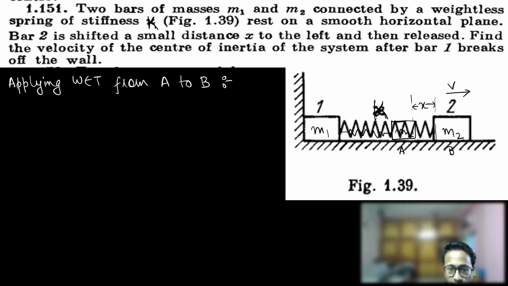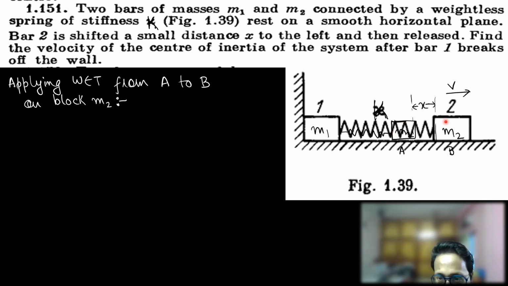Okay, so I'm applying the work energy theorem only on block M2. Why, you'll understand in a moment. Because if you apply the work energy theorem on the entire system, the equation will get confusing. So let's analyze this block.